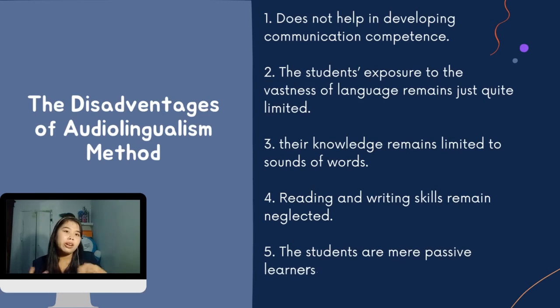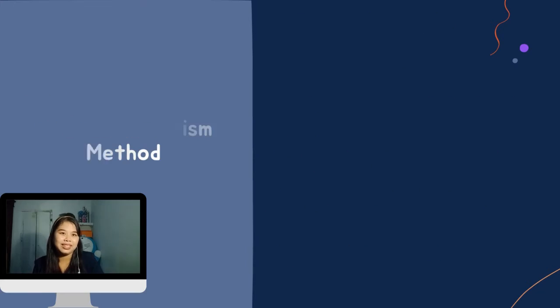Number 4, reading and writing skills remain neglected. It is a mechanical method relying more on drills and memorization. Number 5, the students are mere passive learners. Well, that's all that I can tell about the grammar translation method, direct method, and audiolingualism method. The next presentation will be explained by my partner, Yuli.